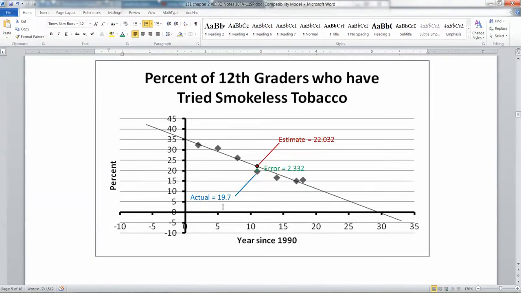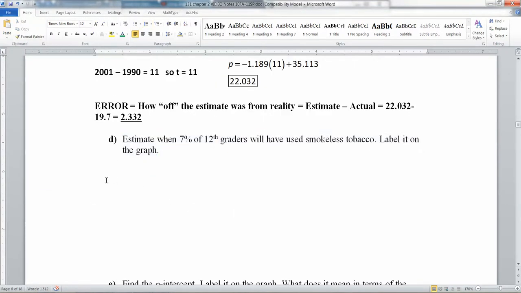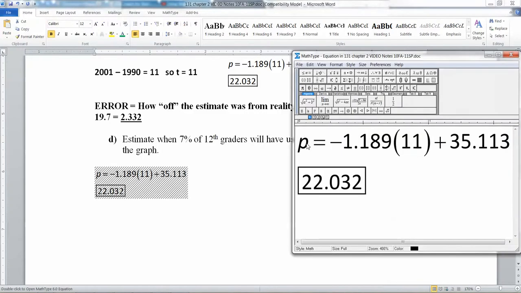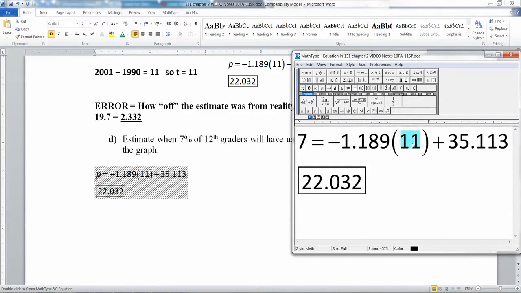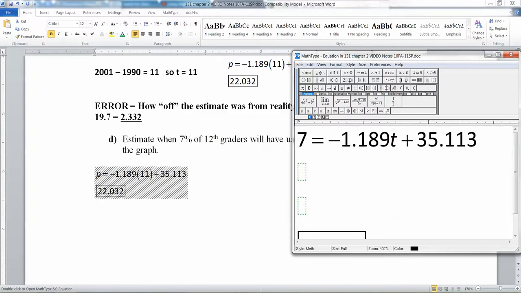So 7% means I'm giving you the y. I'm giving you the percentage 7. Now notice these are whole numbers, so I'm not going to change 7% to a decimal. I'm going to leave it at 7. So I want 7 equals negative 1.189 times t plus 35.113. Now you want to get the t by itself, so you subtract 35.113 from both sides.